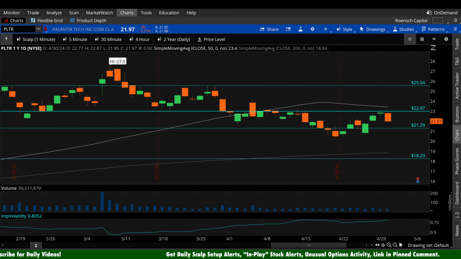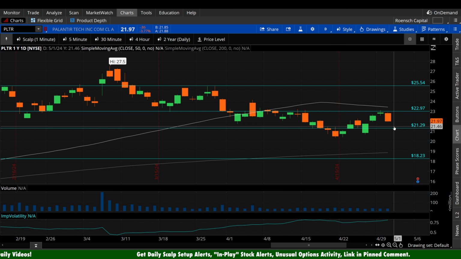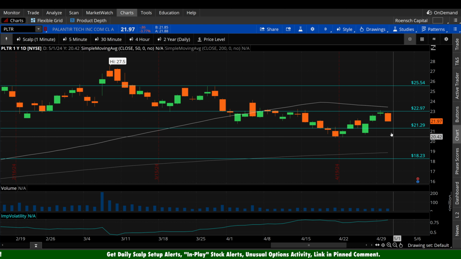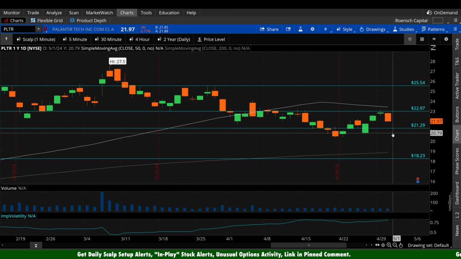You know, both bulls and bears, a test of 2130. Bulls, you want to see that hold. Bears, you want to see that rip downside through, get outside of that channel to the downside.